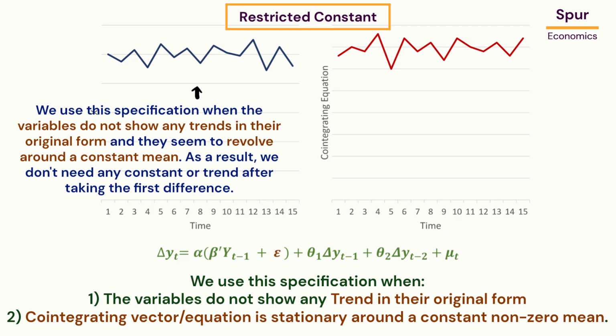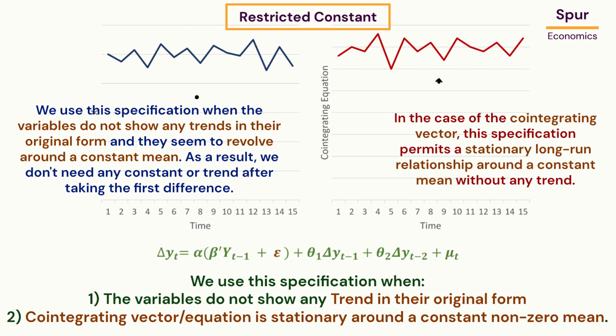We use this specification when the variables do not show any trends in their original form and they seem to revolve around a constant mean. As a result, we don't need any constant or trend after taking the first difference. In the case of the cointegrating vector, this specification permits a stationary long-run relationship around a constant mean without any trend.